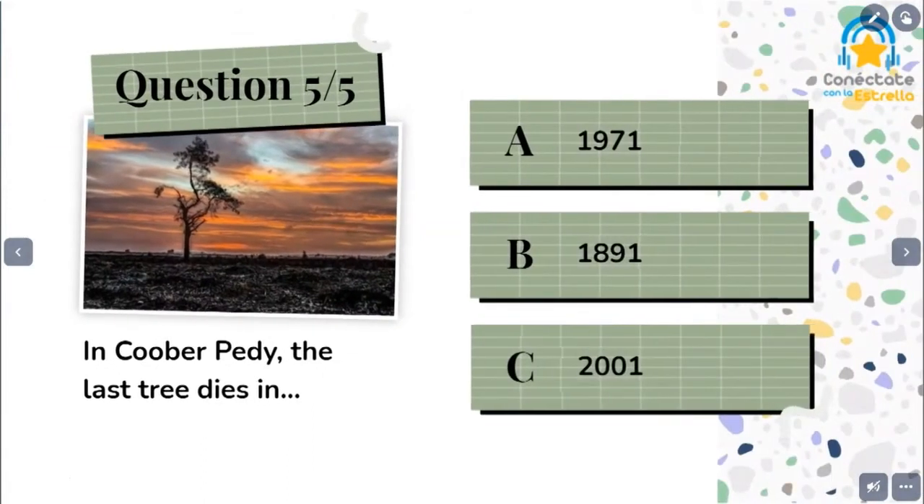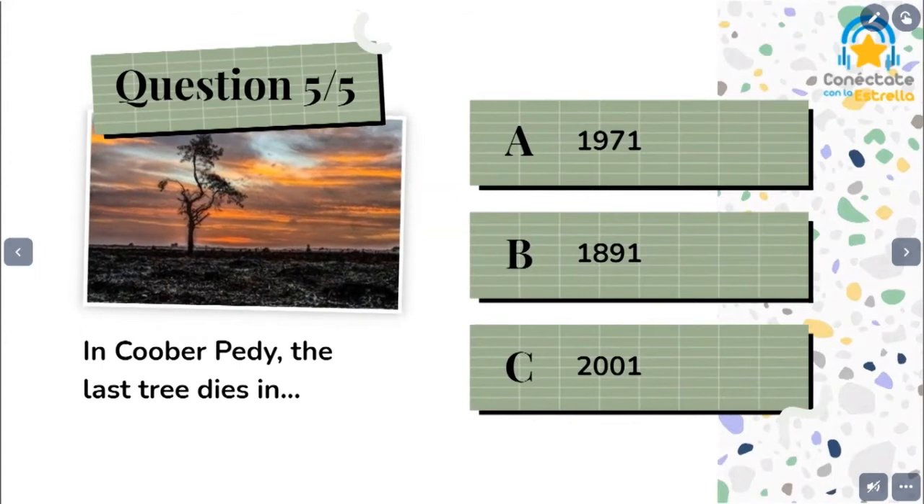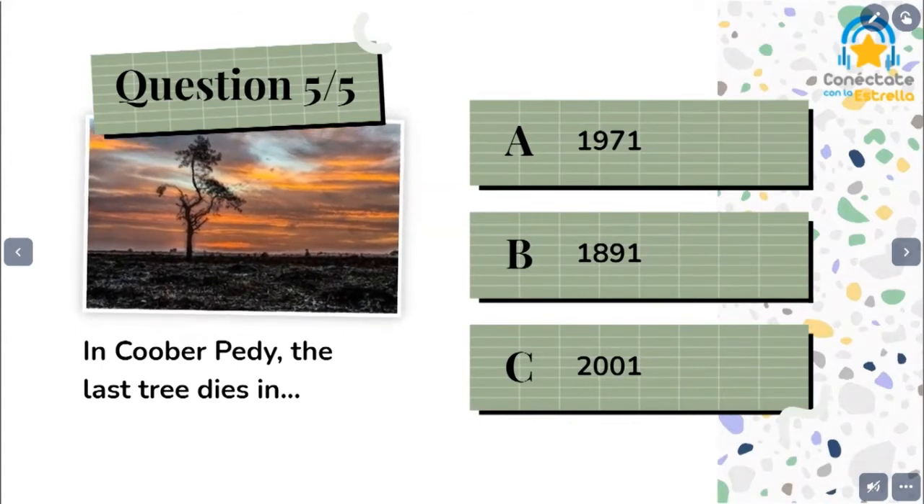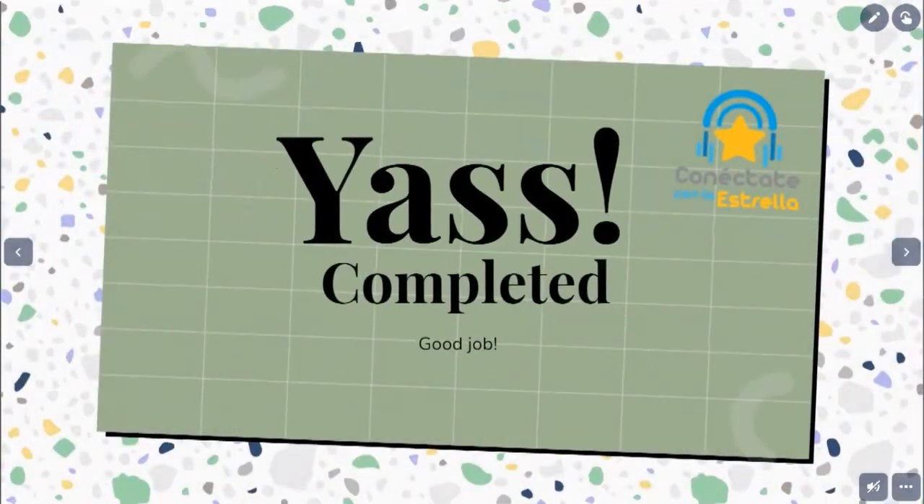In Coober Pedy, the last flood was in A, 1971, B, 1891, or C, 2001. A, 1971. Here, complete again.